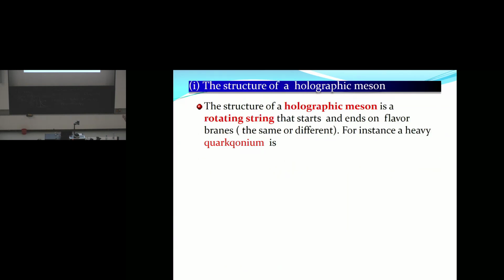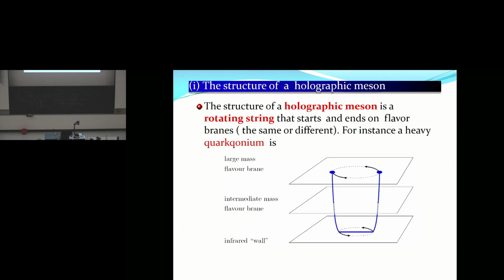Okay, so let's start with mesons. What are mesons in holography? This is not yet Hish, just holography. A meson is a configuration of a rotating string. It's a string that starts from some flavor brane.